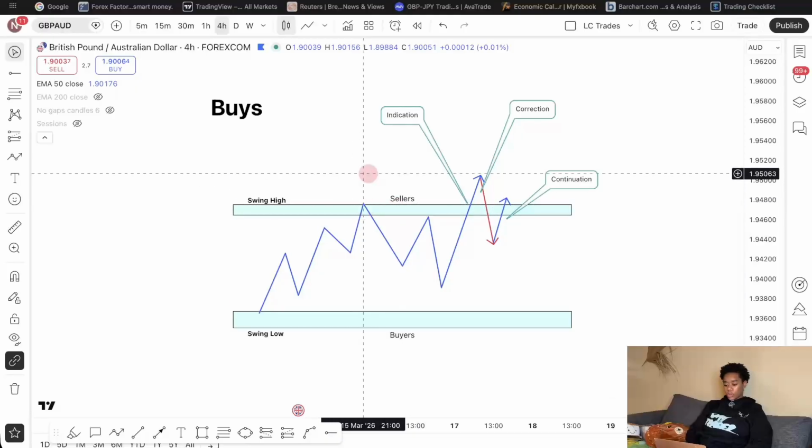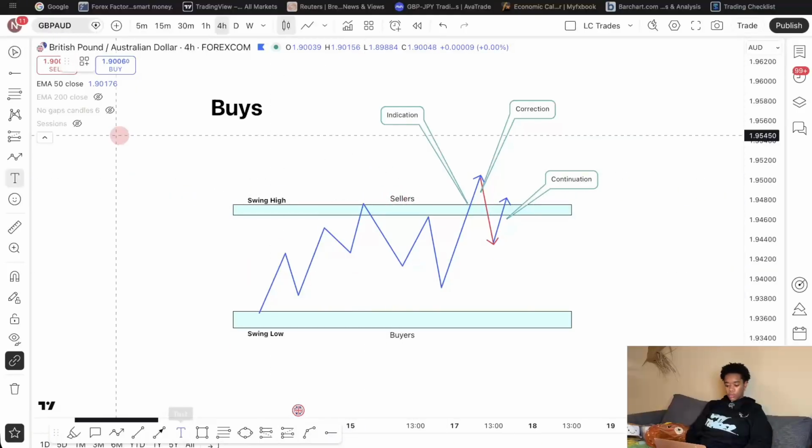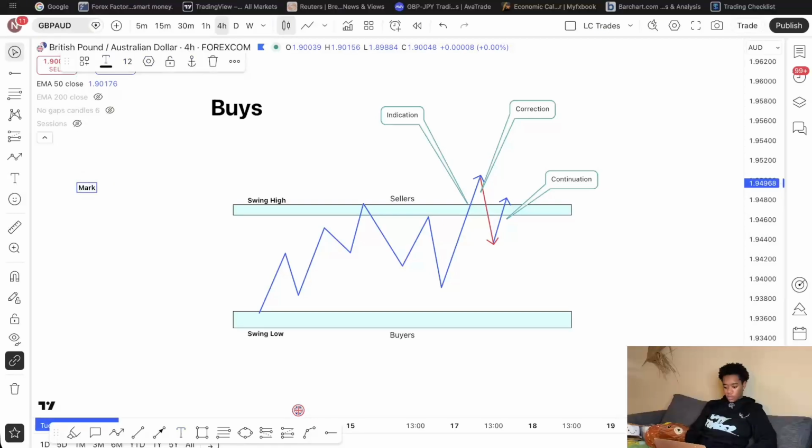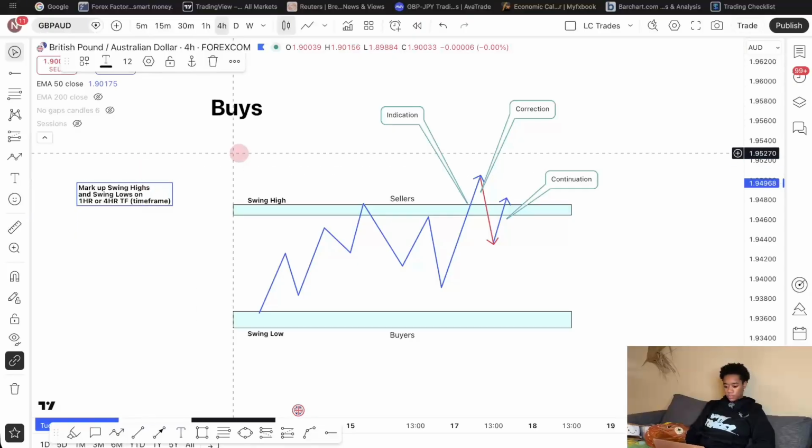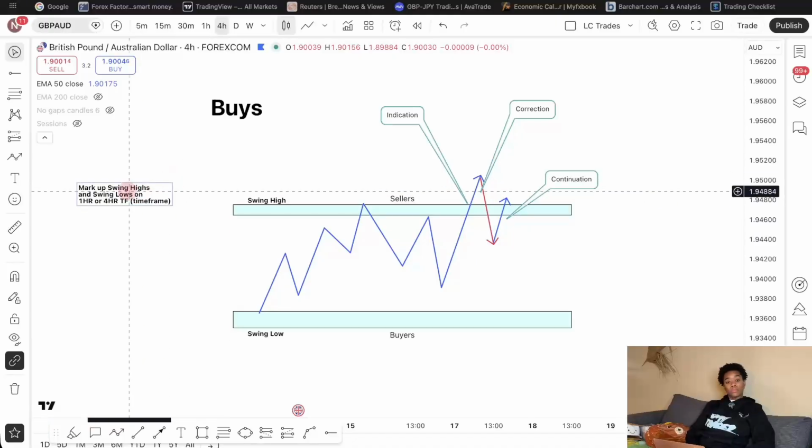Once you mark those up on the 1 hour or 4 hour, let me just indicate that right here. Mark up swing highs and swing lows on 1 hour or 4 hour TF. TF stands for time frame. I mean, you know what? Let me just type it out. All right. So very important. Please screenshot that. Please write that down.